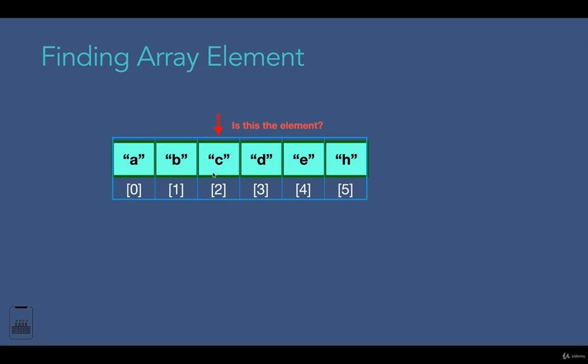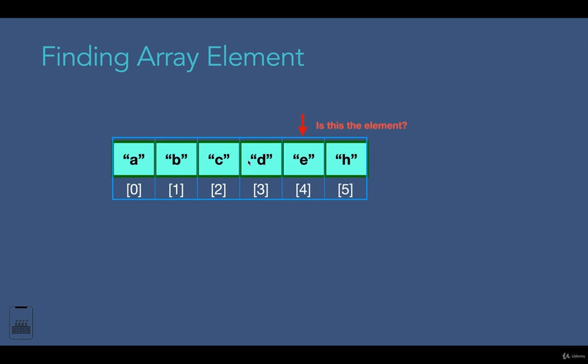In the next cell, which is the third cell at the index of 2, we have c, so this is not the element that we are looking for. Then we continue to the fourth cell. In the fourth cell we have d. As we mentioned, we are looking for e, so this is not the element that we are looking for. Then when we reach e, this is the element that we are looking for. In this case we can return the index of this element or the element itself, or we can return a message saying that the element is located in this array.